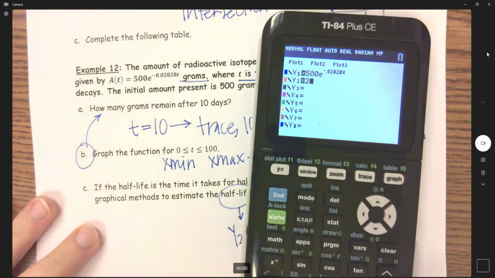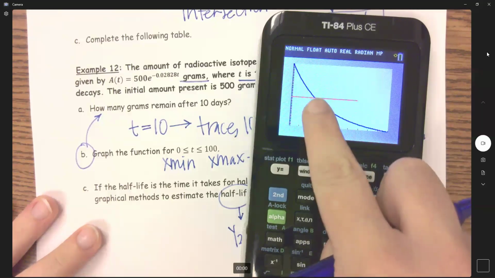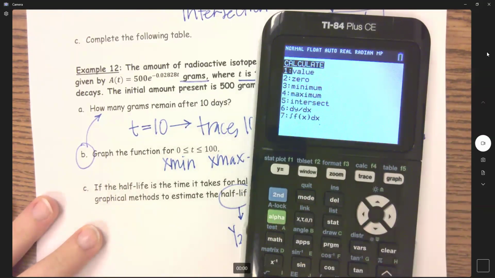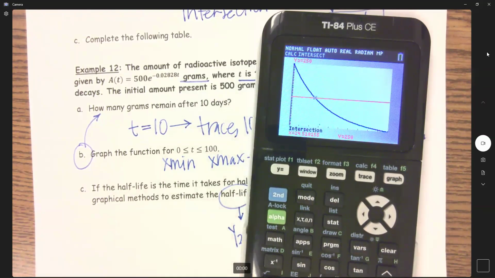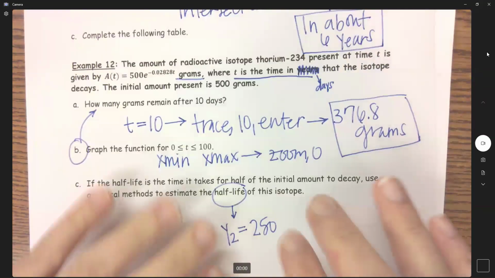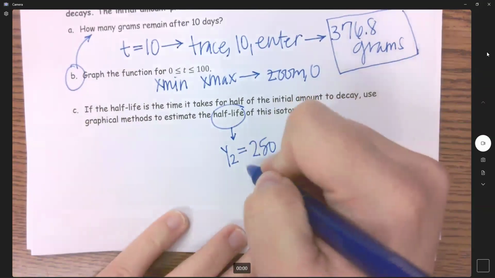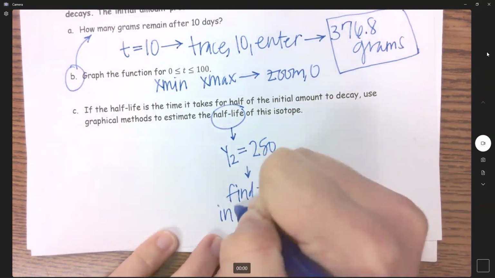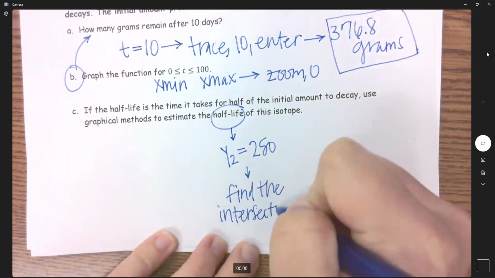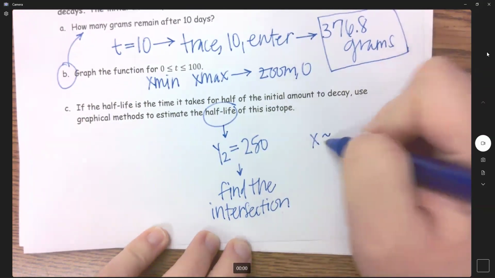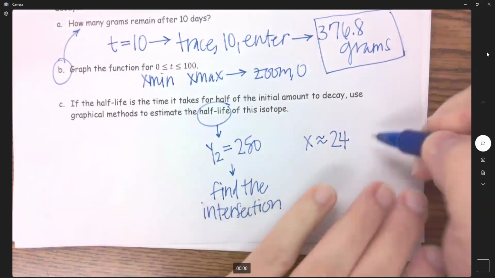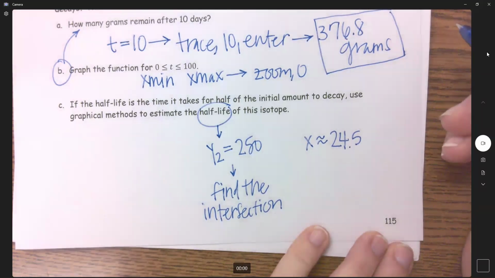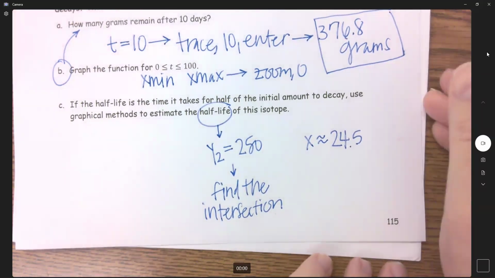Now I'm going to go over here and put in 250 and hit graph, and I can see my intersection. So we'll go here to calc. Number 5, enter, enter, enter, and we get about 24.5. So we did this, we found the intersection, and we got that X is about 24.5.